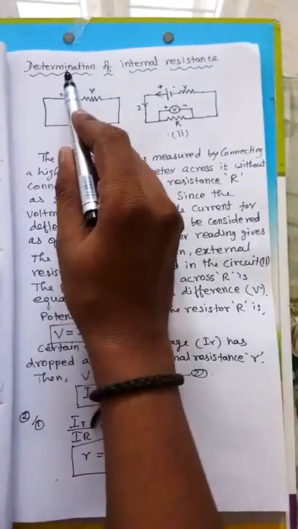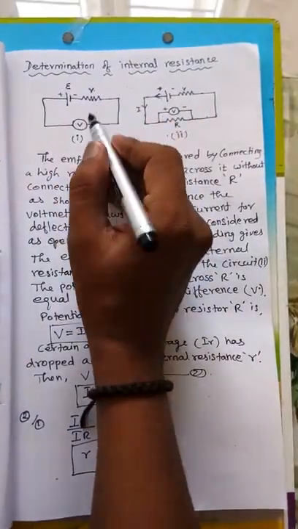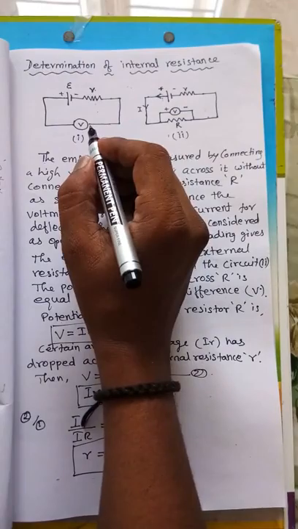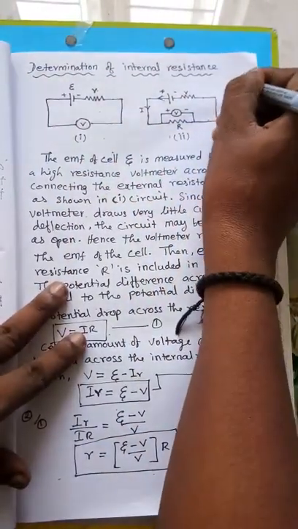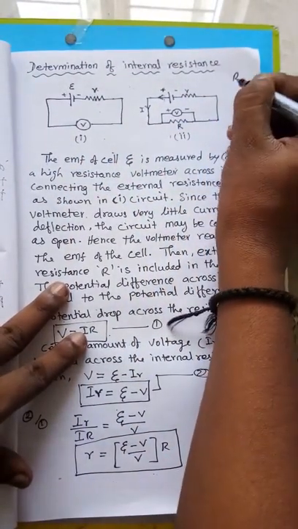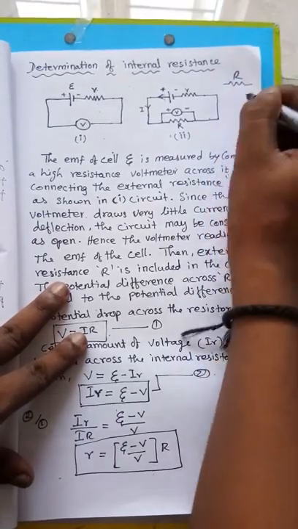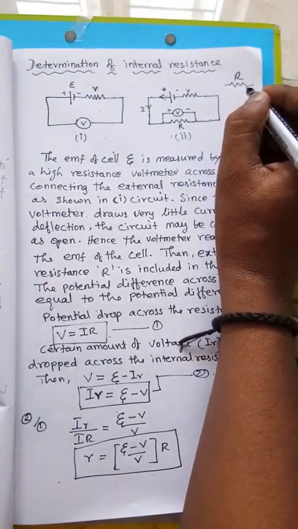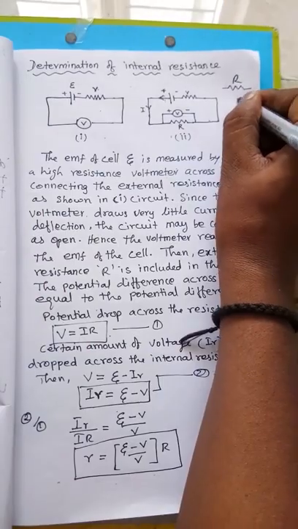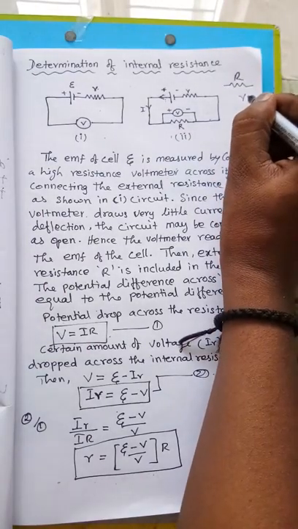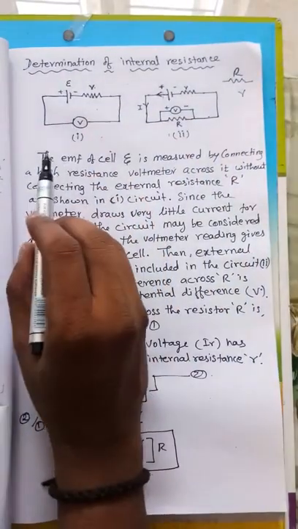Next one, determination of internal resistance. How to calculate the internal resistance? Here, this is an external resistance R. The battery itself has some resistance, which is called internal resistance, small r. So how to calculate the internal resistance?